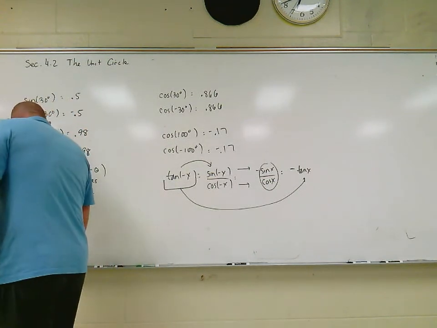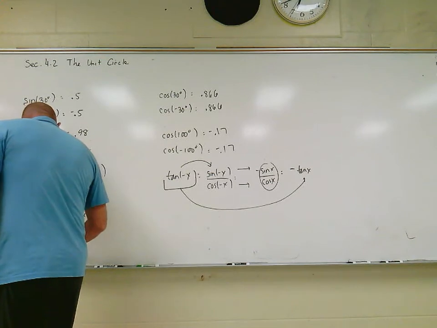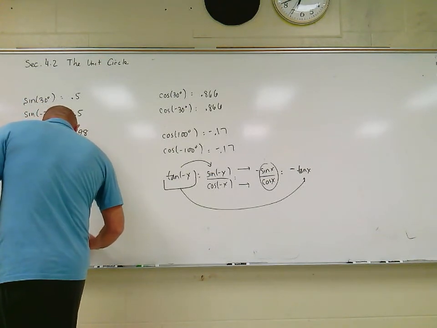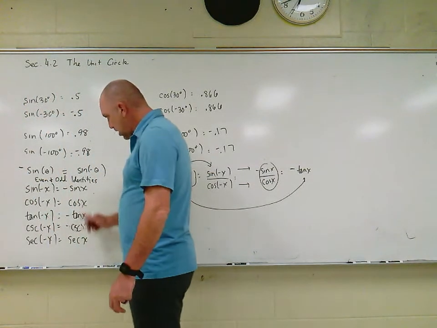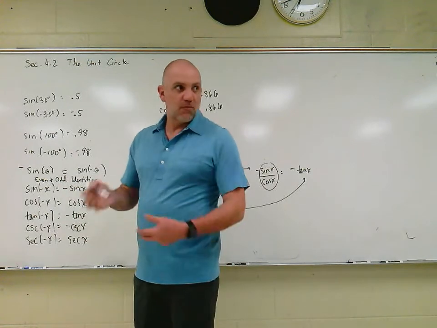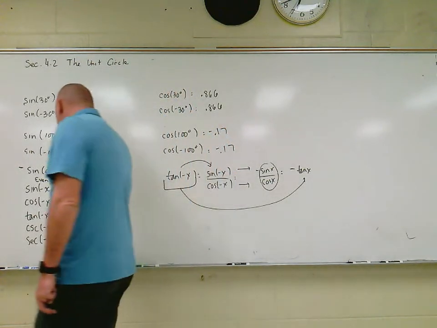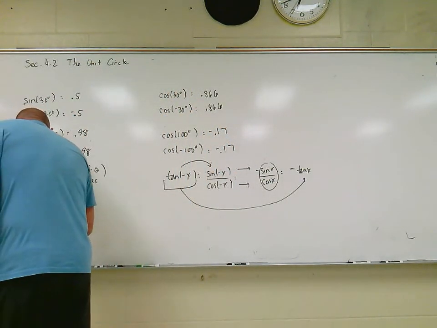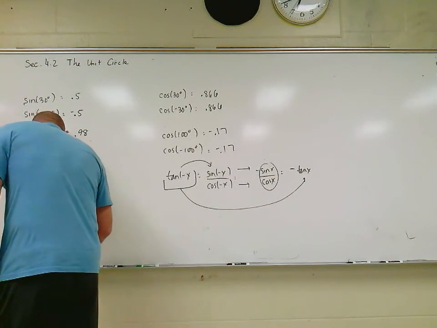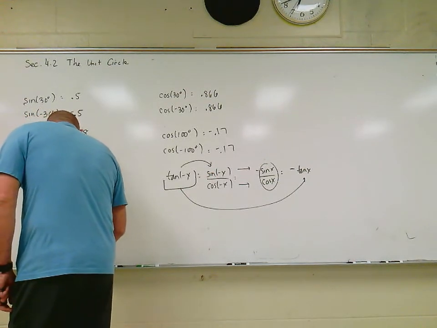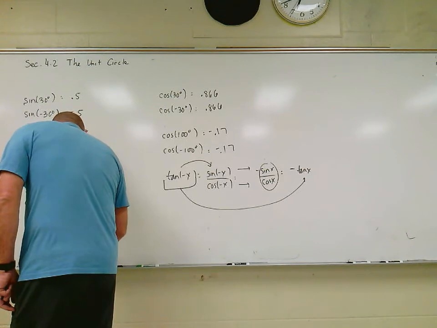If I have secant, which is the flip of cosine, it's going to stay positive. Because if cosine and secant are reciprocals, you flip a positive, it's still positive. And then cotangent is the flip of tangent. So cotangent of negative x is negative cotangent x.